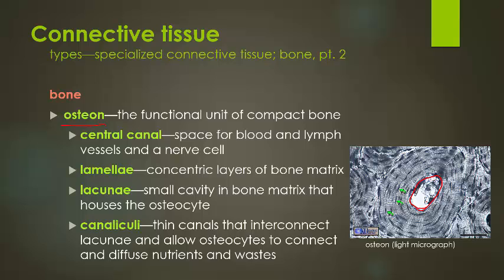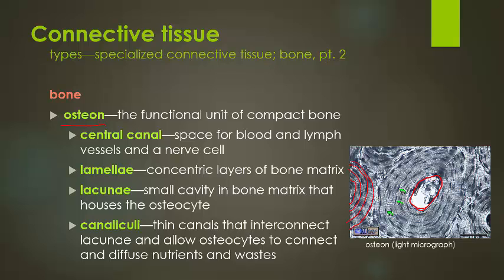That's where the blood vessels and the lymph vessels and a neuron run. So we have the connections back to the nutrient supply and to the nervous impulses from the brain, all found here in the central canal. And surrounding the central canal, I'm going to look over here to an osteon off to the side, you can see layers of bony material.